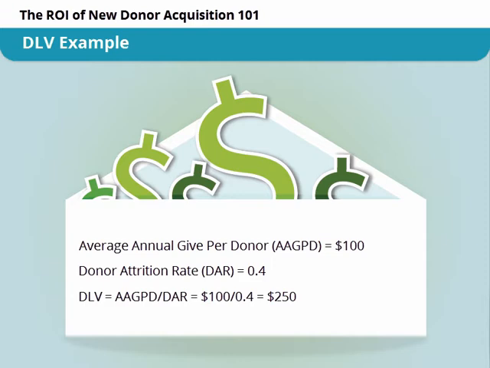This is the average amount of giving you project that a new donor will give over the course of their relationship with you. While some people will give less and some will give a lot more, this is the average you will use to determine return on investment.